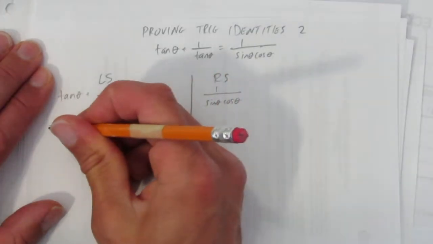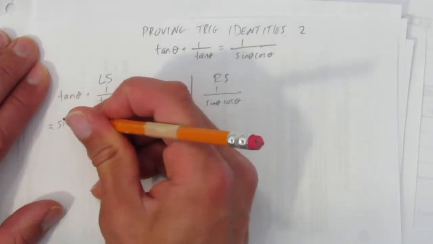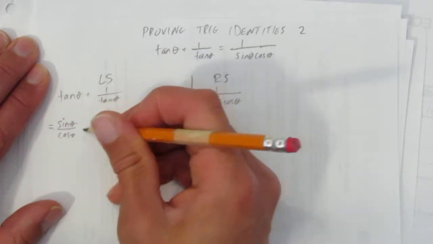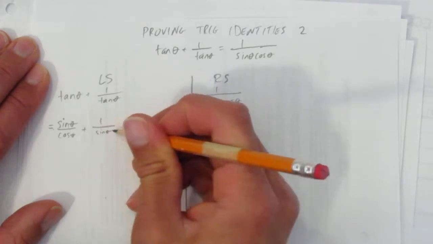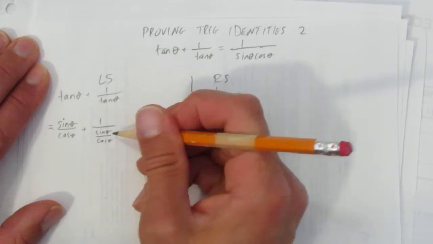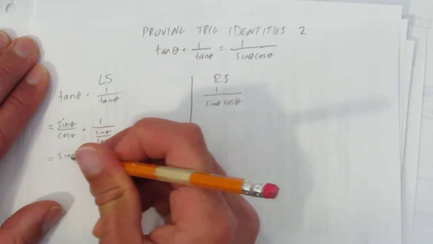So I'm going to replace, don't forget your equal signs, I'm going to replace my tan thetas with sine theta over cos theta. So the first one replaced, and this one is 1 over sine theta cos theta. Tan theta just became sine over cos. My next step, I'm going to leave this first fraction alone.